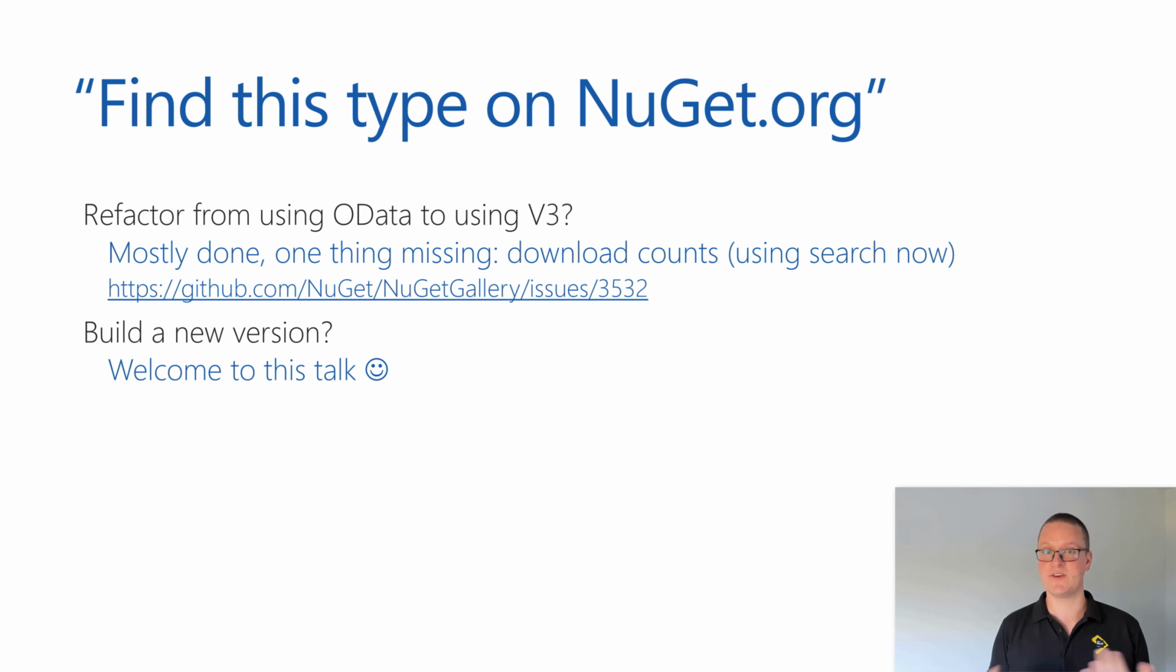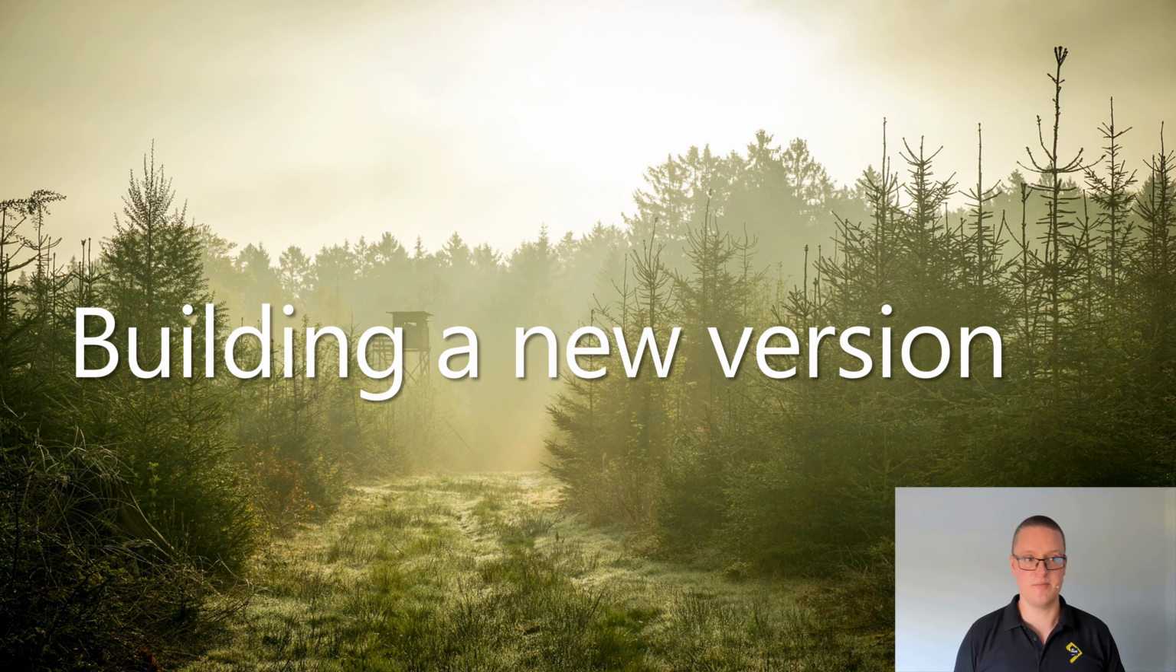And if you search for JSON objects, or JObject, you probably want to have Newtonsoft.Json with a higher download count than the package that I may be uploading using the same type name, right? So we could refactor the existing one, or we could build a new version using new techniques and so on, and that's going to be the remainder of this talk. Right, building a new version.